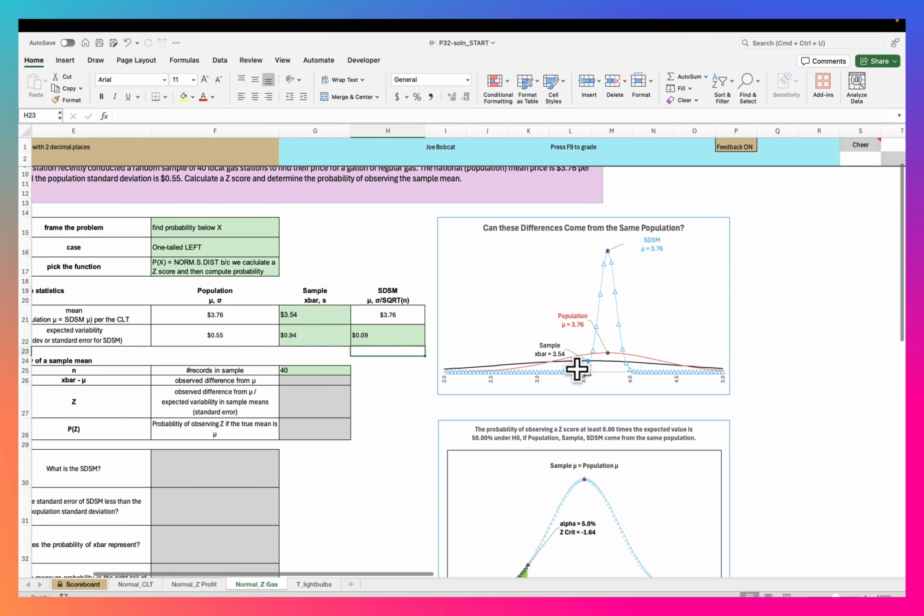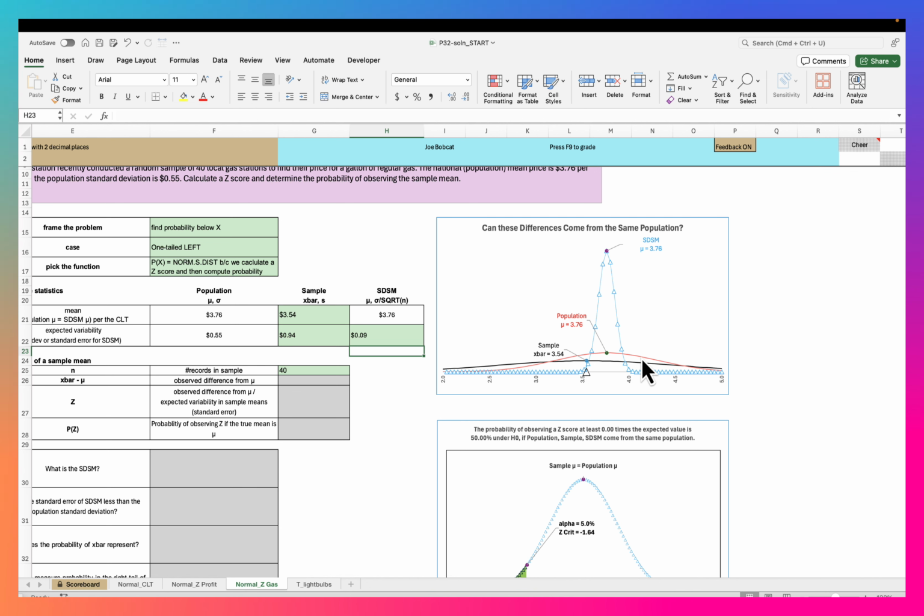So let's look at our picture. Here's our population. These are the original gas prices. Our sample gas price is right here at 354. So basically we're asking ourselves, how likely is it that a sample of 354 comes from a population where the average gas price is 376? Here's our sampling distribution to help us answer that question, because it's where we fall on the sampling distribution that determines how likely or unlikely this is.